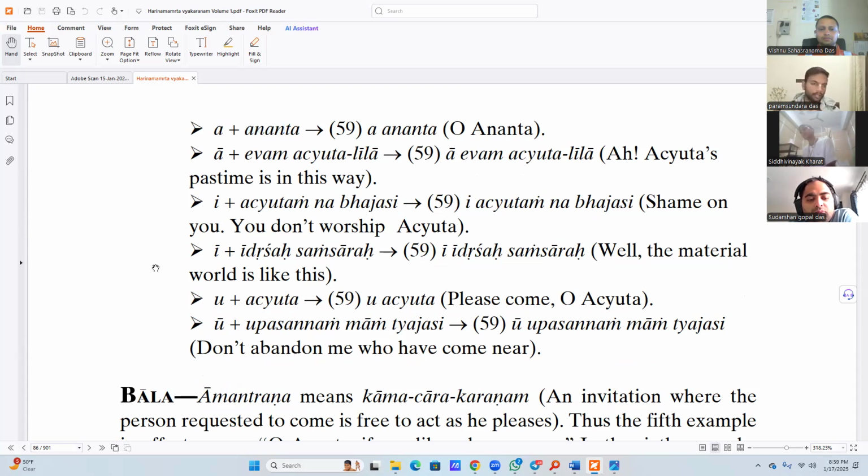I hope this is clear. First of all, those words ending with O and which are avyayas, no sandhi for them. Second, the avyayas, anantas, no sandhi for them. Okay.